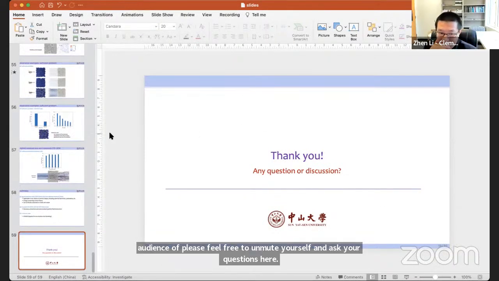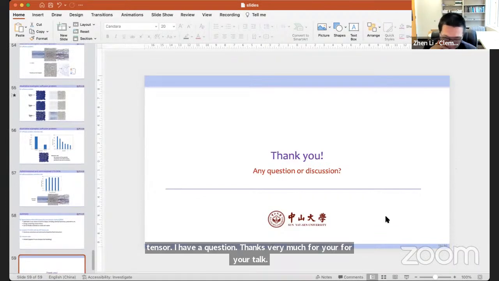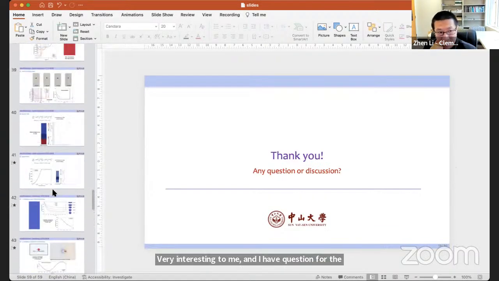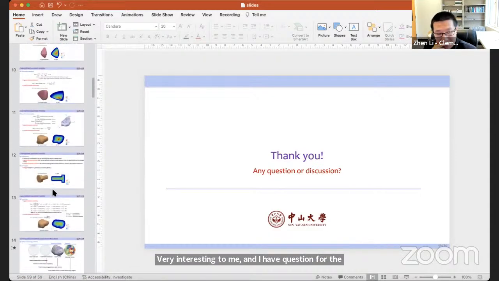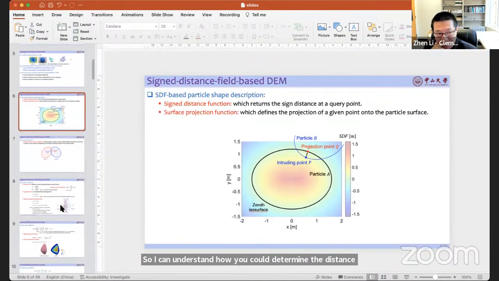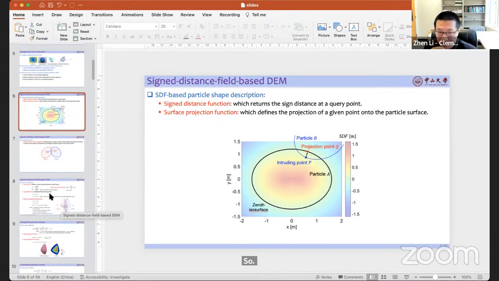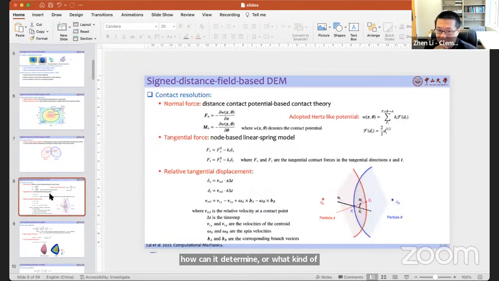So Zheng Shou, I have a question. Thanks very much for your talk. Very interesting to me. And I have a question for the first part. When you use the signed distance method, I can understand how you could determine the distance when you use the projection. But when you have an irregular shape, how do you define the normal direction? Is this locally determined, or what kind of method are you using to determine the local structure of the normal direction? Because this will determine how you do the projection, right?